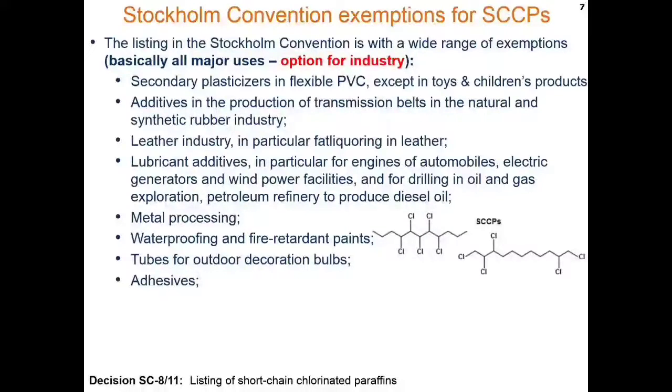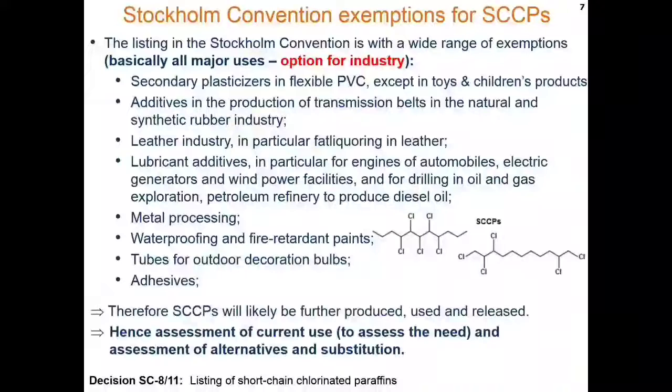The exemptions which have been listed are secondary plasticizers in PVC, but not in toys and children's products, additives in transmission belts and the synthetic rubber industry, an exemption in the leather industry for fat liquoring of leather, an exemption for lubricant additives for a range of different lubricants in use, an exemption for metal processing in metal cutting fluids, and an exemption for waterproofing and fire retardant paint, and also for adhesive. Therefore, SCCP will likely be further produced, used and released. So an assessment of the current use, of the need of the use, and of the alternatives and substitution is needed.